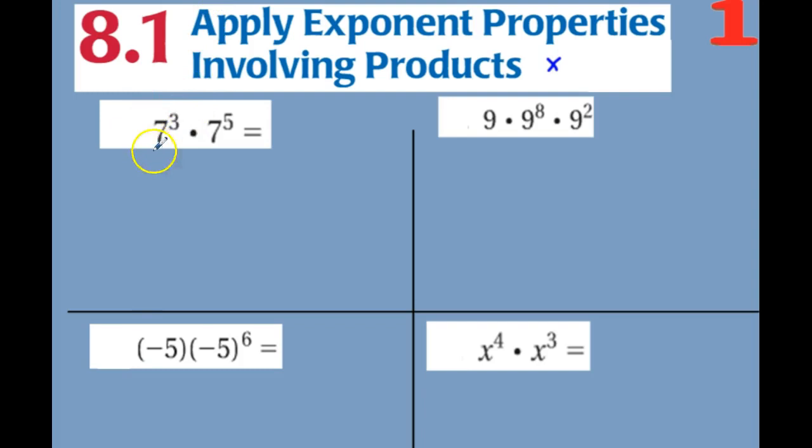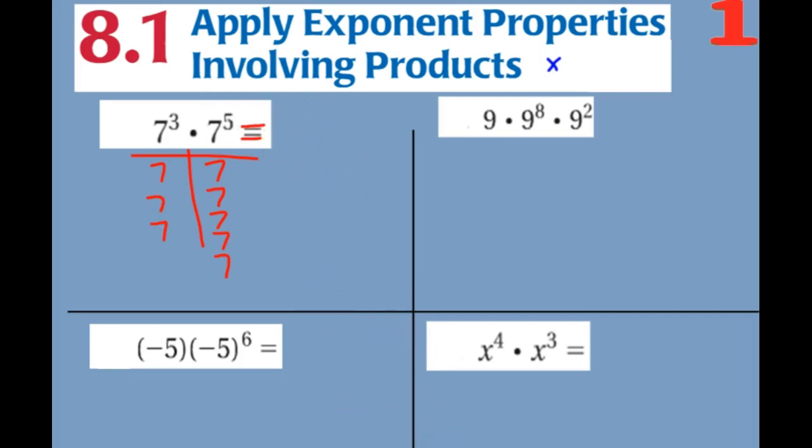So here this is 7 to the power of 3, or 7 3 times. So this is really 7 times 7 times 7. I'm going to make a little table here so we can count up how many 7s we're going to have total. This is 3 7s and this is 5 7s. So total, how many 7s would we have? Well, 5 and 3 more would make a total of 8. So our answer is 7 to the power of 8.